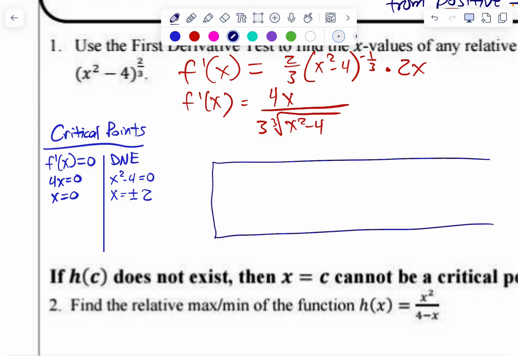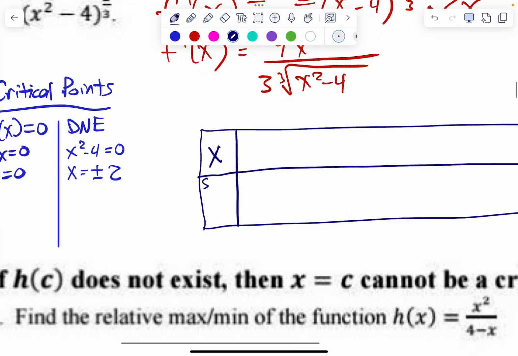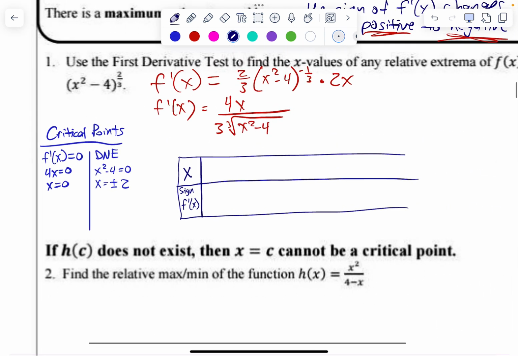What goes in our table? What goes in the bottom? After the left side of the critical point. Yay, Trevor, good job. Let's go. No more tears. Look, my cheek is dry now.